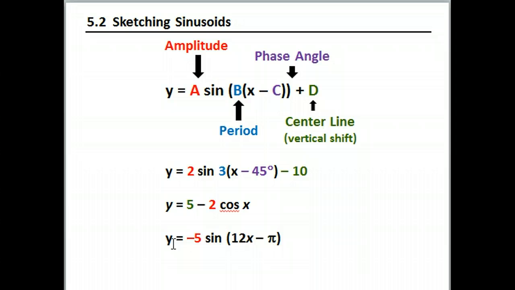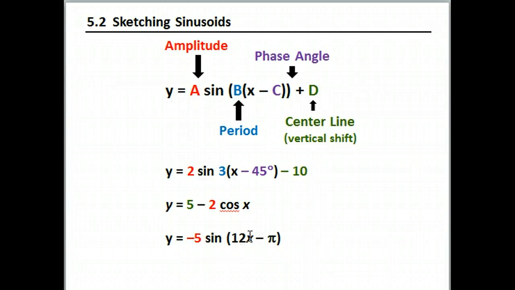Now look at this last equation here. What we have here is an amplitude of 5. Even though it says negative 5, it's an amplitude of 5. Although it is a negative sine curve, I want you to look at what we have here for our phase angle, because we don't have anything outside the parentheses, which means we have a problem because we do not have a period. We have to factor in order to make it what we need in order to graph it.